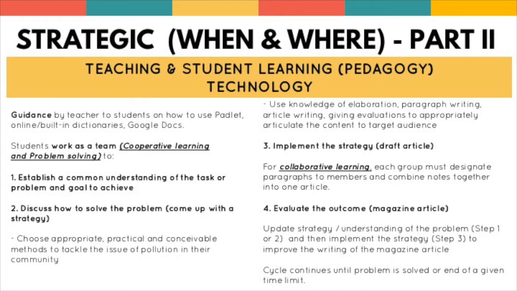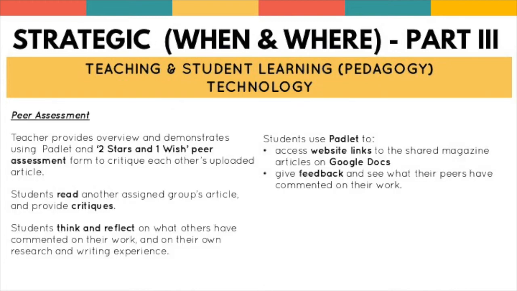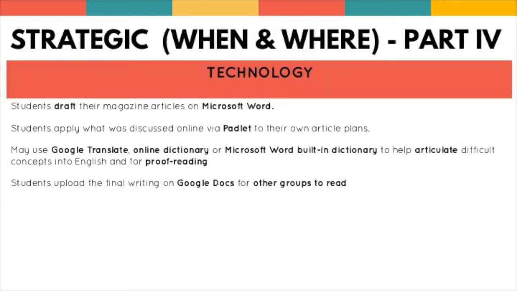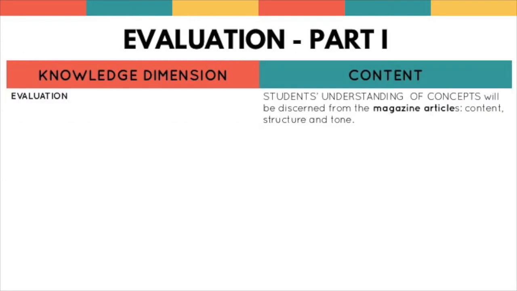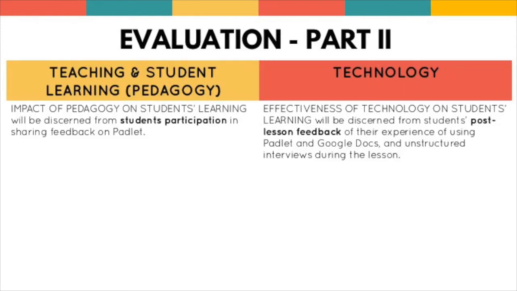This activity required them to come up with appropriate and relevant content for the target audience, strategically apply important skills in English, such as elaboration, paragraph writing, article writing, and giving evaluations. At the end of the lesson, students also evaluated each other's work by commenting on content, structure, overall impression, and presentation of the magazine article.